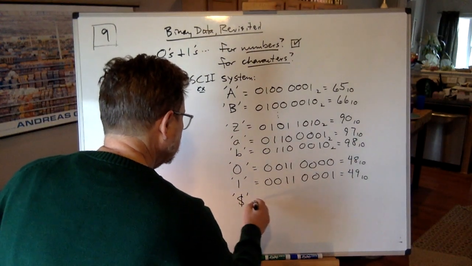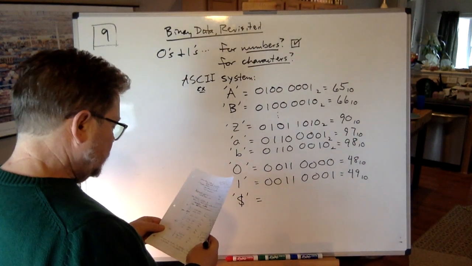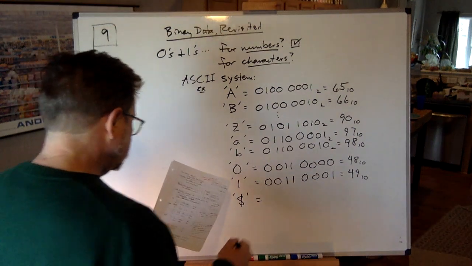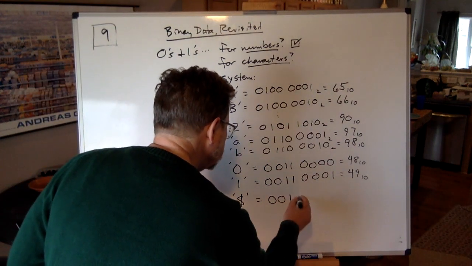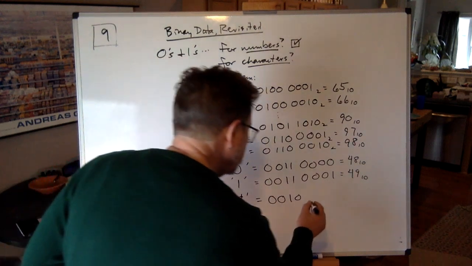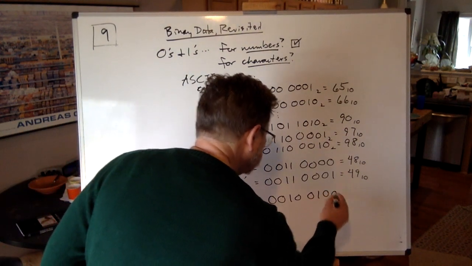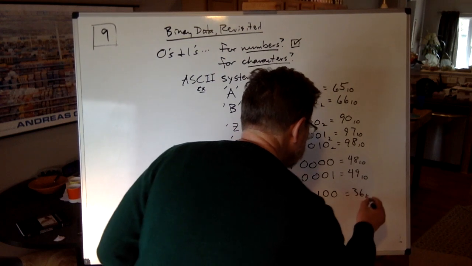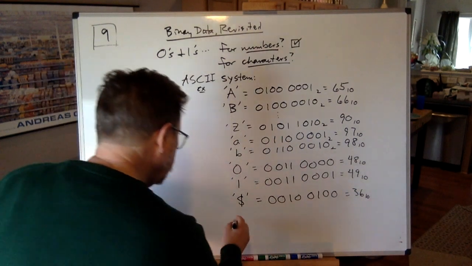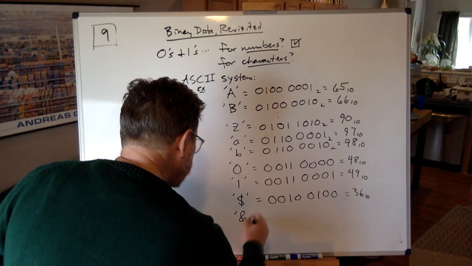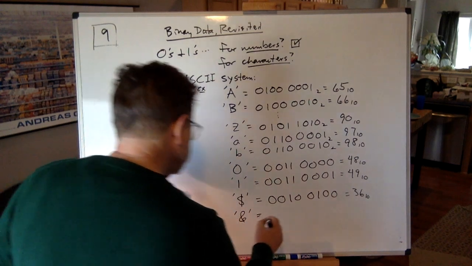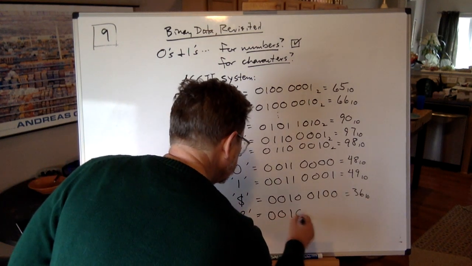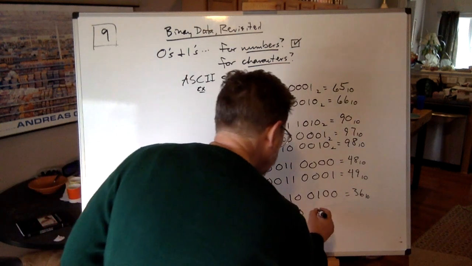All the characters have their own codes. For example, the $ sign is 0010, 0100, 36 base 10, and I'll just finish with the ampersand. Ampersand is 0010, 0110.